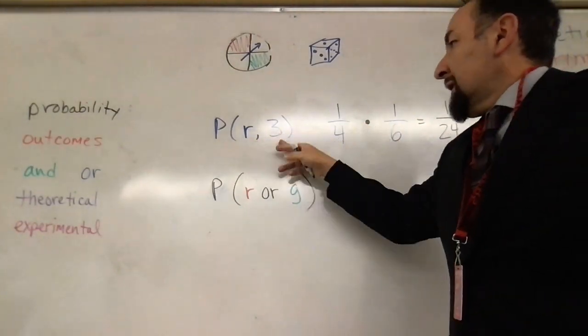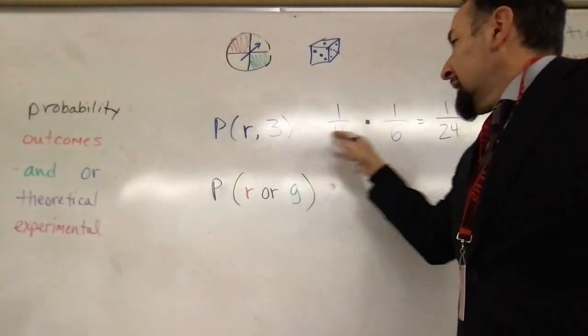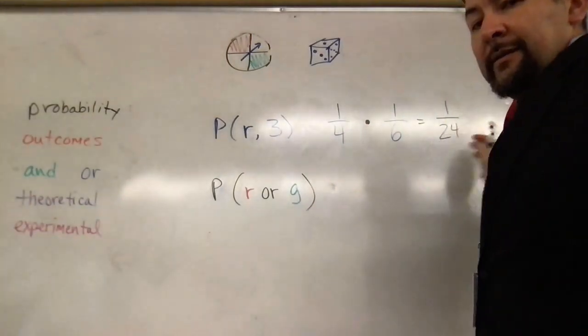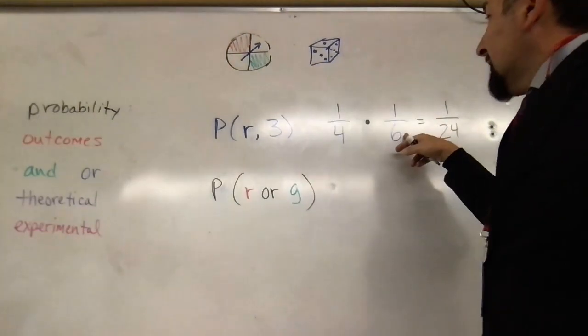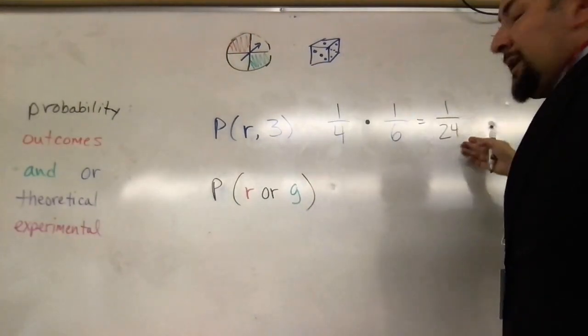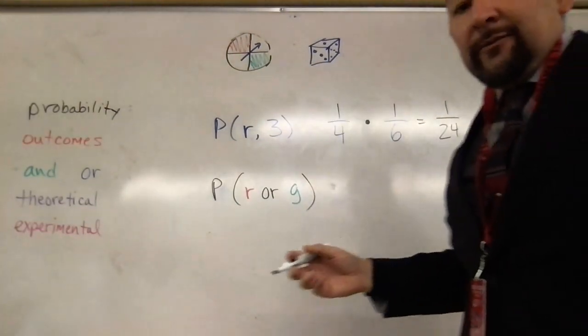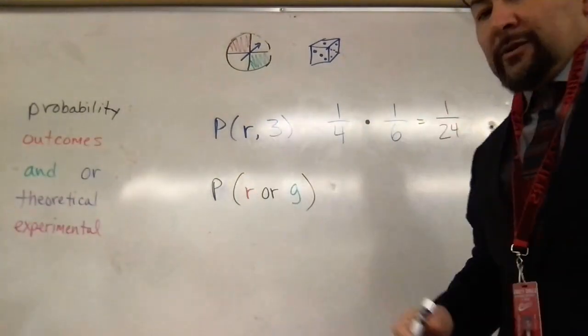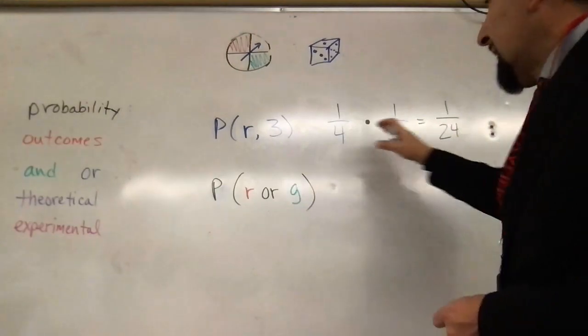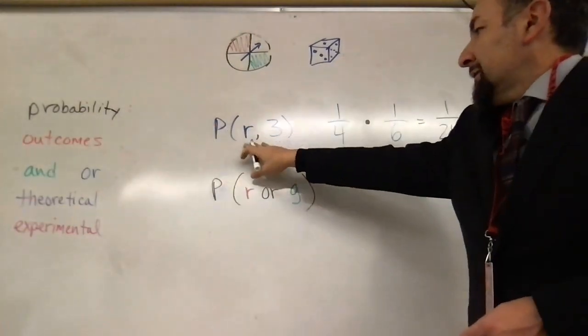If you have to do 2 things or more in a row, you multiply each probability. So 1/4 red times 1 out of 6 that you roll a 3 for a total of 1 out of 24. You have a 1 in 24 chance of doing both of those things. You're probably going to lose about 23 out of 24 times. So that's and probability. You have to do this and that.